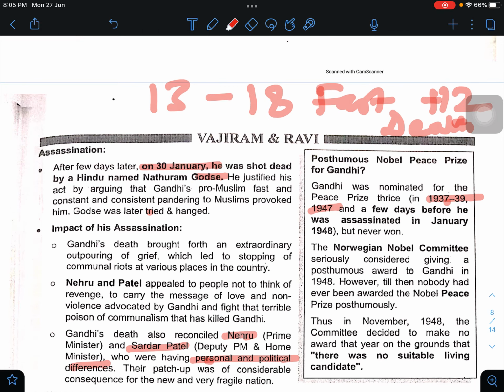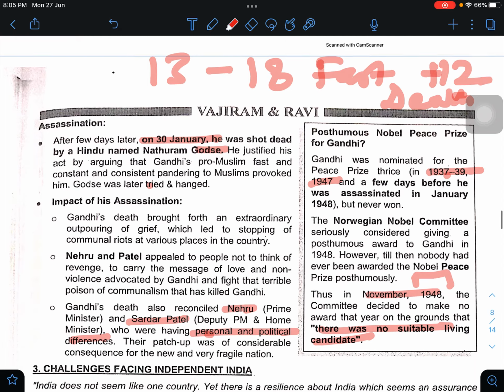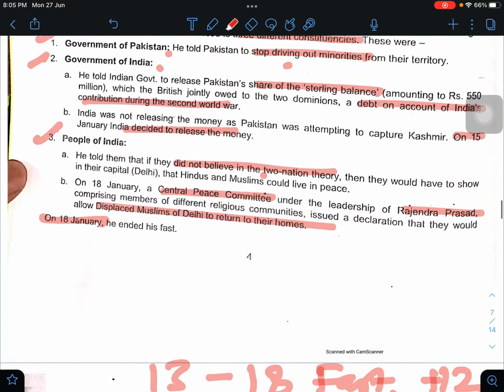but he never won. The Norwegian Nobel Committee seriously considered giving a posthumous award to Gandhi in 1948. However, till then, nobody had ever been awarded the Nobel Peace Prize posthumously. Thus, in November 1948, the committee decided to make no award that year on the grounds that there was no suitable living candidate. So in 1948 they did not give the award because they didn't find any suitable living candidate.